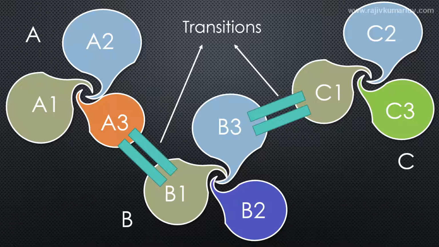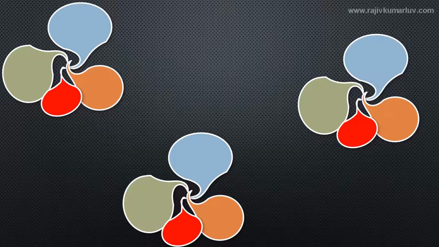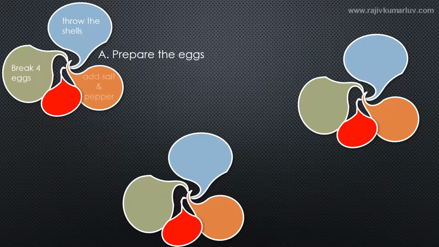So let us take an example. Today I will show you how to make a cheese masala omelette. A. First, let us prepare the eggs. Break 4 eggs in a bowl. Throw the shells in a dustbin. Add salt and pepper. Then beat the eggs.